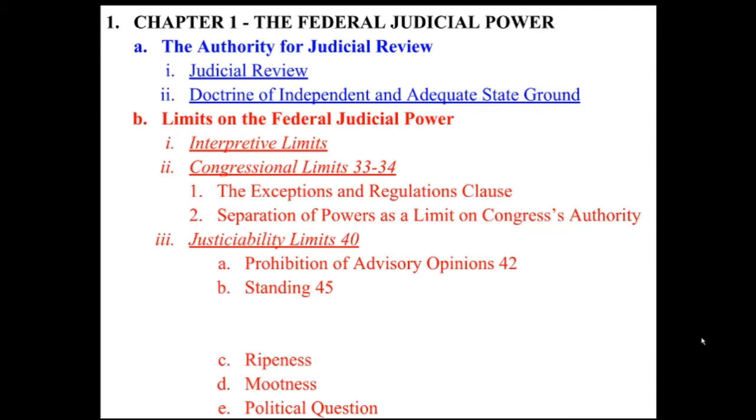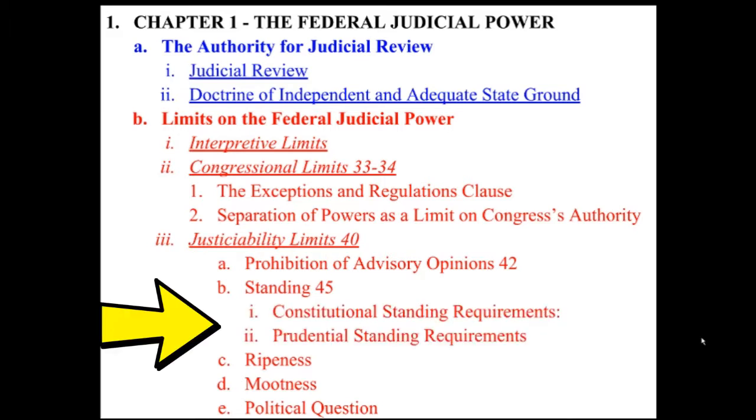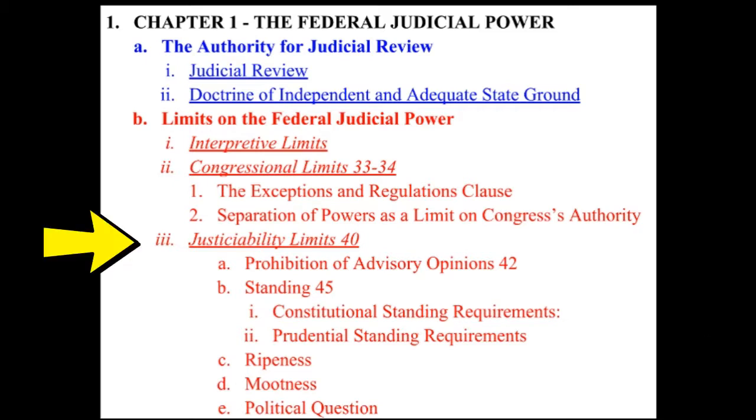We've also learned about the separation of powers as a limit to Congress's authority. We also learned about justiciability limits and their subsections: prohibition against advisory opinion, standing, ripeness, mootness, and political question. And within standing, we learned about the distinction between constitutional standing requirements and the prudential standing requirements. So this is a rough outline of the topics that we've learned up to this point in the class. Let's take the topic of justiciability, standing, for instance, and let's see if we can synthesize a rule for constitutional standing based on the information that we have now.